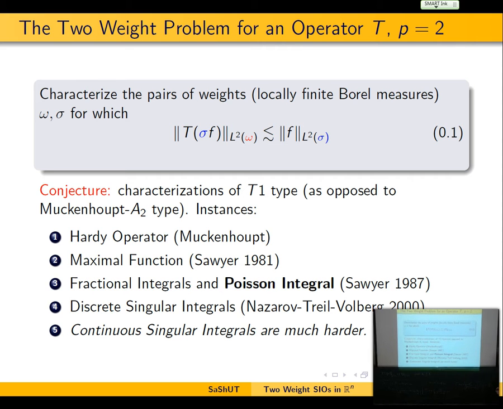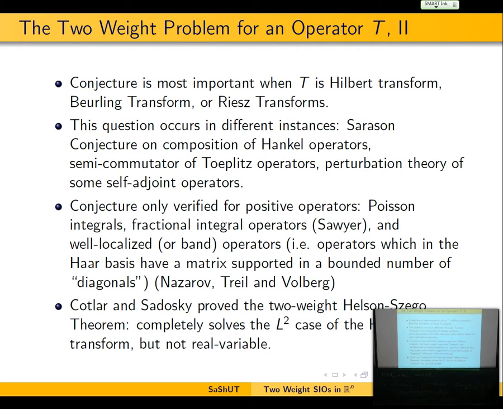So this kind of T1 type characterization, if you go back to, let's say, 2 or 3 years ago, this was the state of the art by then, which were known basically for positive operators, or fractional integrals, Poisson integral, maximal function, for the Hardy operator, and for discrete singular integrals, Nazarov-Treil-Volberg have a paper in that respect. And continuous singular integrals are considerably harder, which is the object of what we are going to do now. So the conjecture is most important when T is the Hilbert transform. This is known now. I will report on that later.